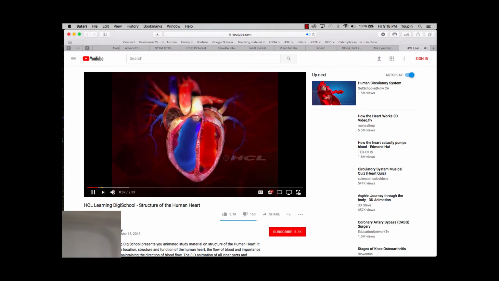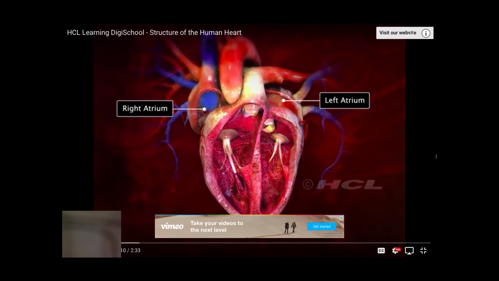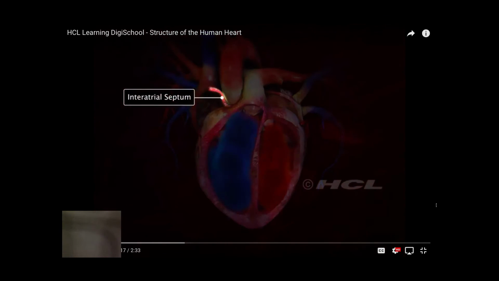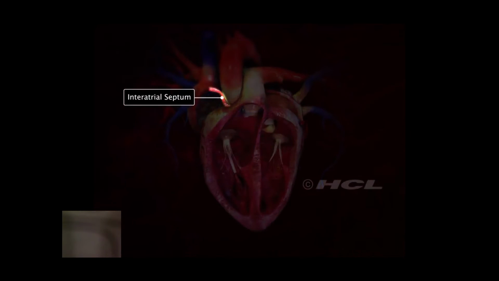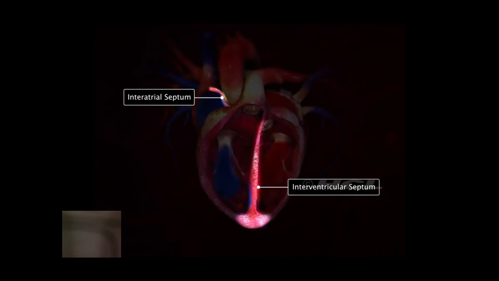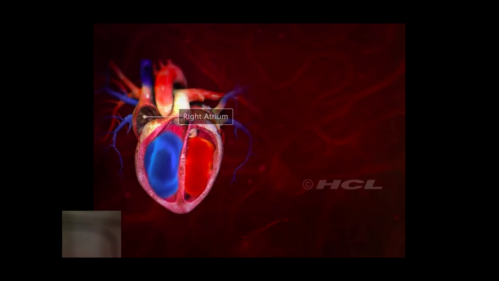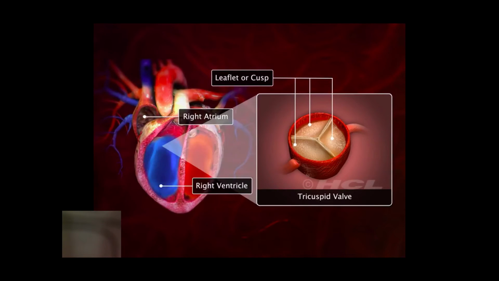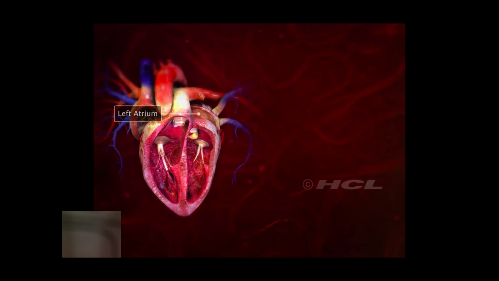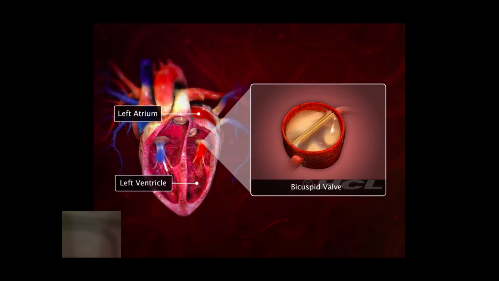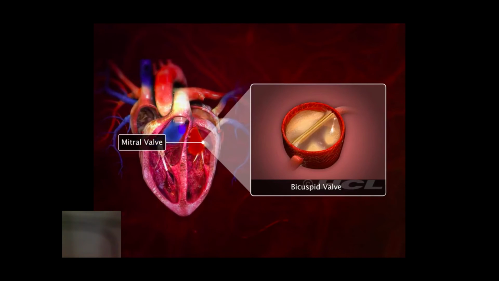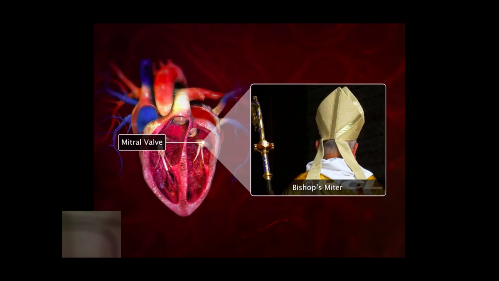The human heart has 4 chambers. The 2 upper chambers are the atria, and the 2 lower chambers are the ventricles. The interatrial septum separates the 2 atria, and the interventricular septum is the partition between the 2 ventricles. The right atrium and right ventricle are connected through a tricuspid valve. As the name suggests, it has 3 leaflets or cusps. On the other side, the left atrium and ventricle are connected through a bicuspid valve. The bicuspid valve is also called the mitral valve because of its resemblance to a bishop's 2-sided mitre or hat.